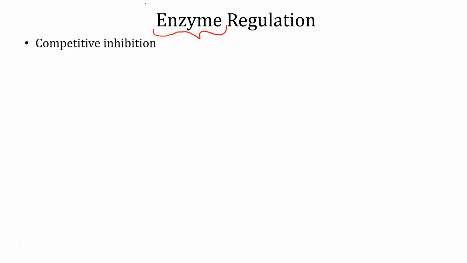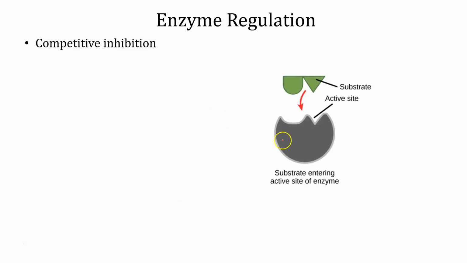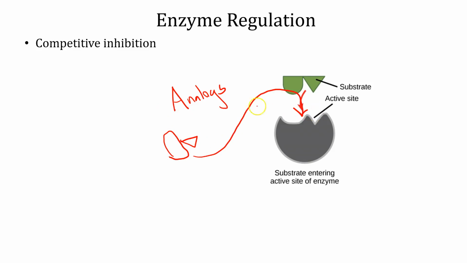There's a couple ways that this is done. The first is called competitive inhibition, and this is when you have, here's our induced fit model, an enzyme, and the substrate will bind to it. Well, sometimes there can be what are called analogs. Analogs are going to be something that have a similar shape as the substrate, maybe something like this. And that analog can actually compete for the active site of the enzyme. And if the analog binds to the active site, then the substrate's not going to be able to bind.